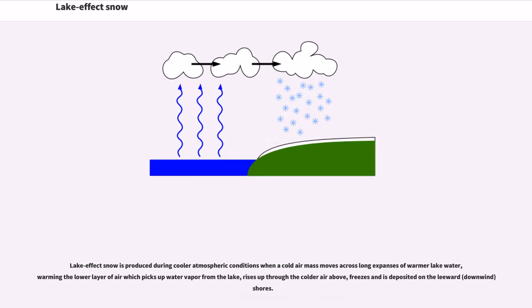Lake effect snow. Lake effect snow is produced during cooler atmospheric conditions when a cold air mass moves across long expanses of warmer lake water, warming the lower layer of air which picks up water vapor from the lake, rises up through the colder air above, freezes and is deposited on the leeward shores.